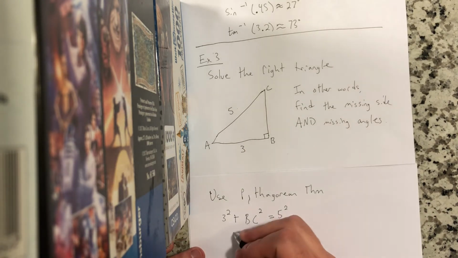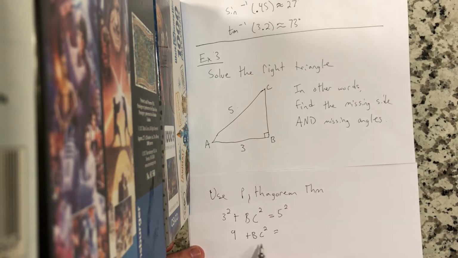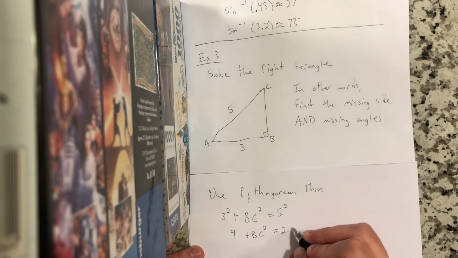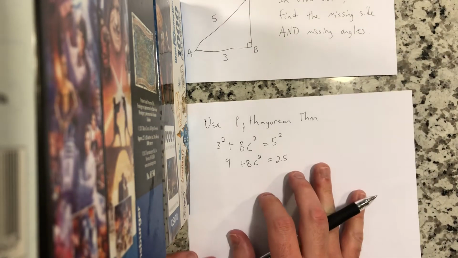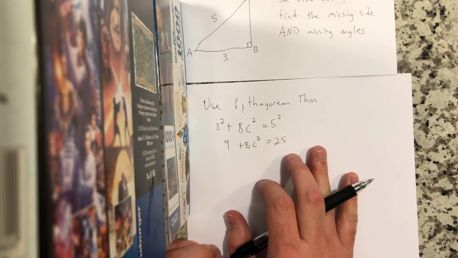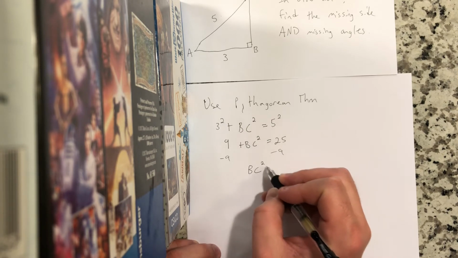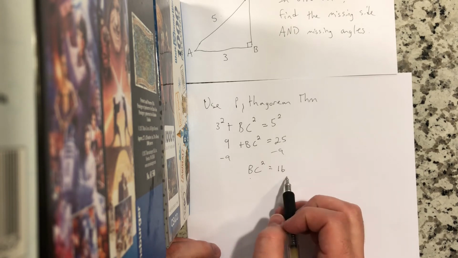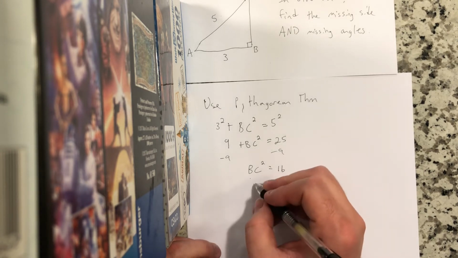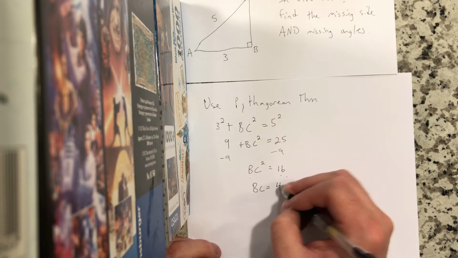Then with a little bit of simplification, we get 9 plus, again, we don't know what this is, so we're just going to leave it as a variable, squared. 5 squared is 25. And then as we do a little more work here, we can subtract 9 from both sides. That's going to give us BC squared equals 16. The way to get rid of a square is to square root it. And that means that BC is going to be the square root of 16, which is 4.